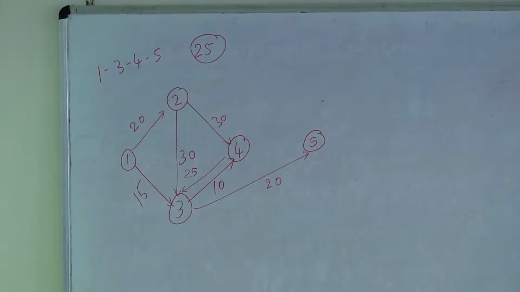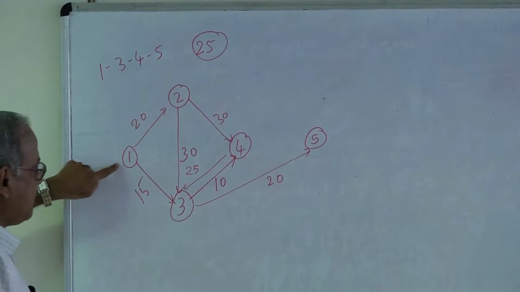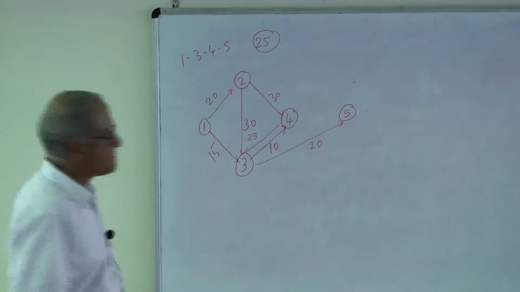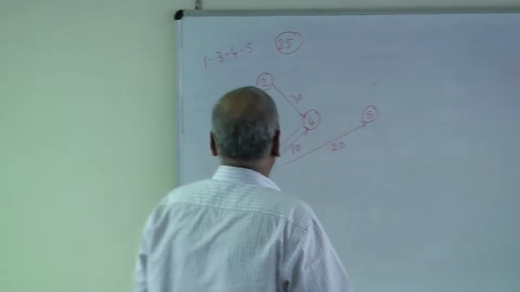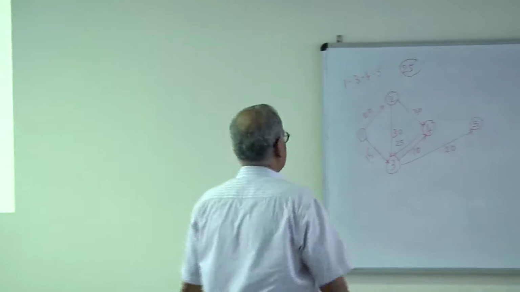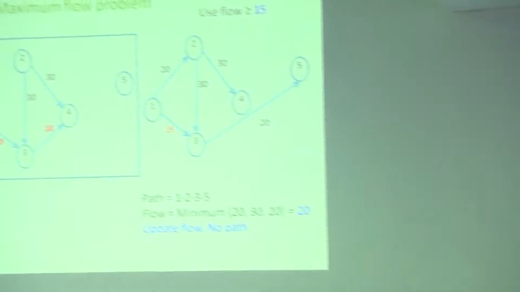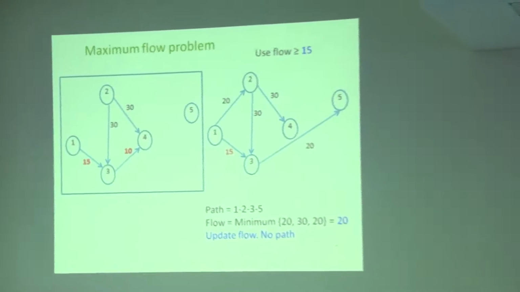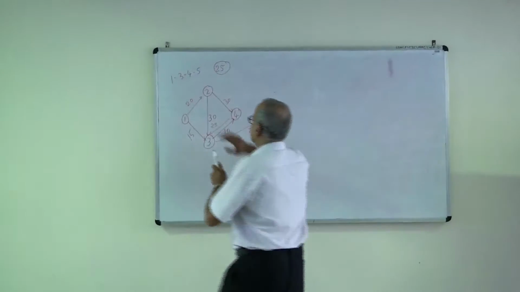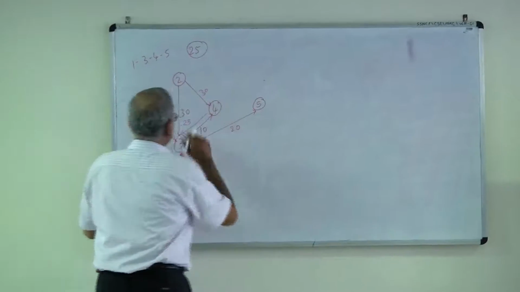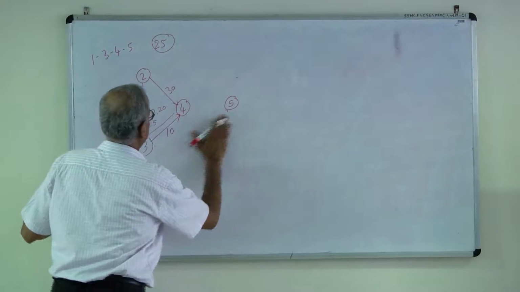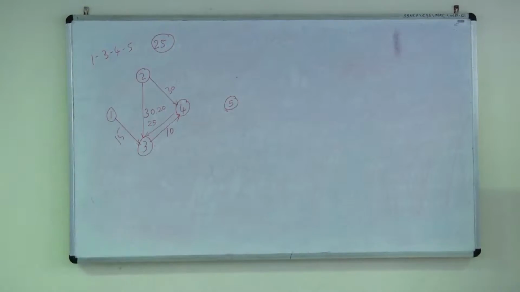Are we doing okay? This 25 won't get reflected because it goes to sink. This is from source. This is the only way. Now find a path. I can find a path. This is my next network. So I can find a path 1, 2, 3, 5 with value equal to 20. So this goes off. This is 20. This also goes up.